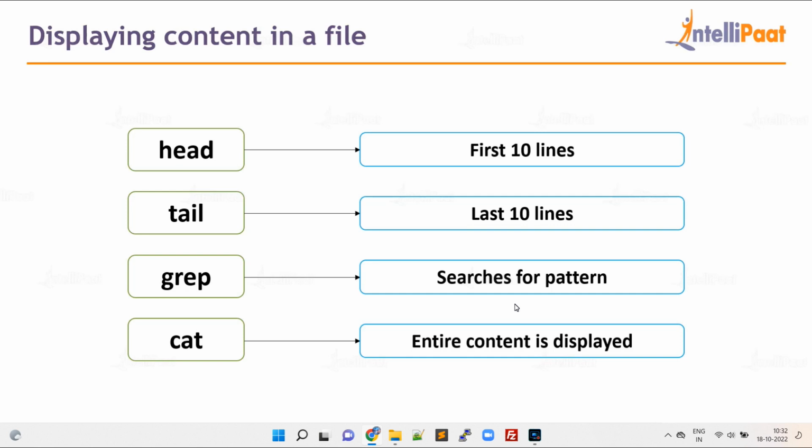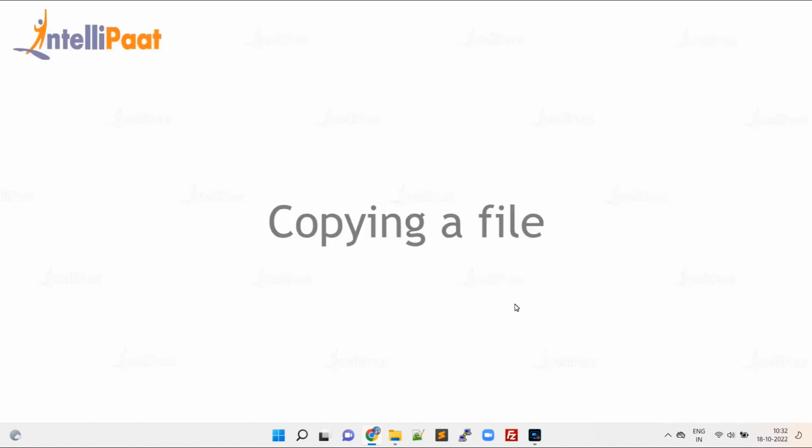First, head shows the first 10 lines, and then tail shows the last 10 lines. Grep searches for a pattern. I think we've used grep multiple times already. Then cat, again we've also used cat, but we have not used head and tail. So we'll do head and tail.